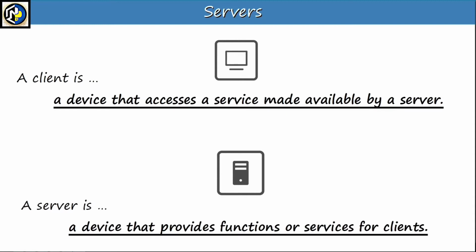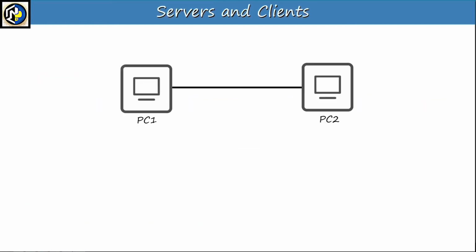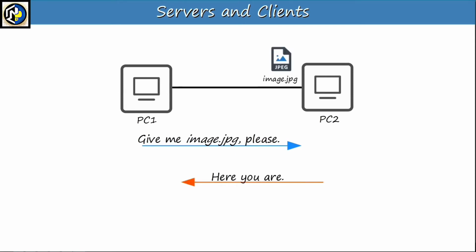So let's look at the simple network of two PCs connected with a cable that we saw before. Remember this network? Watch this little exchange between the two PCs and think which of them is the server and which is the client. PC1 asks PC2 for the file image.jpg. PC2 responds and sends the requested image file. So, which is the client and which is the server?